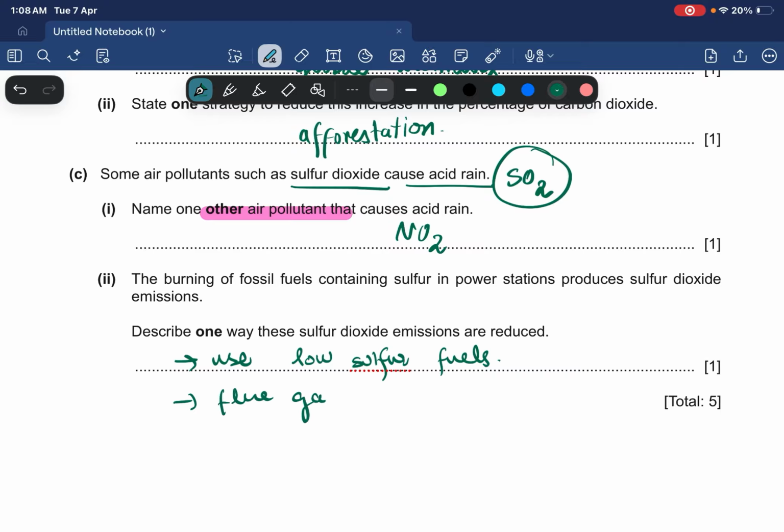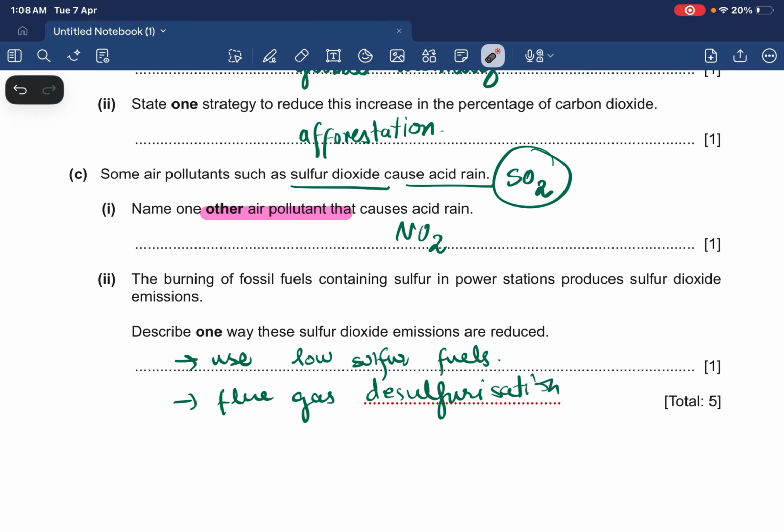Flue gas desulfurization. Over here, what do you use? You basically make the oxides of sulfur react with substances like calcium oxide and calcium hydroxide, and what they form is calcium sulfate or sulfite. And what you get is you basically neutralize the gas. That's flue gas desulfurization.